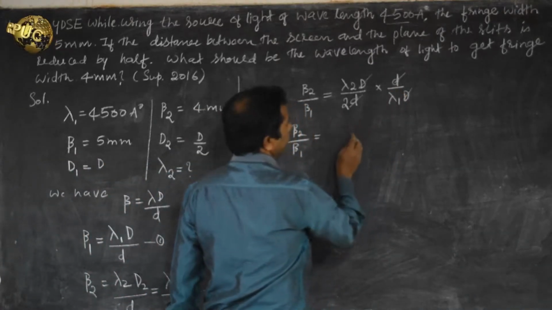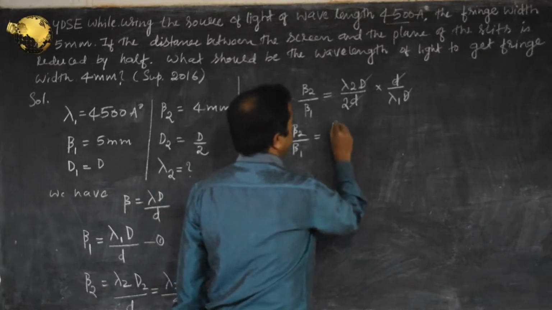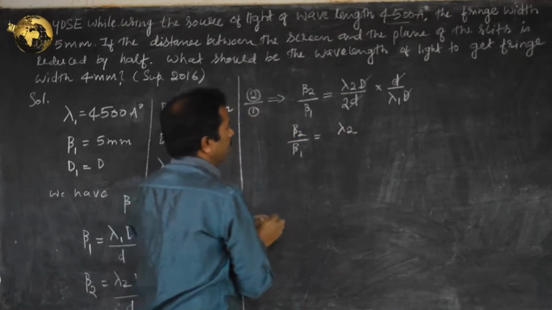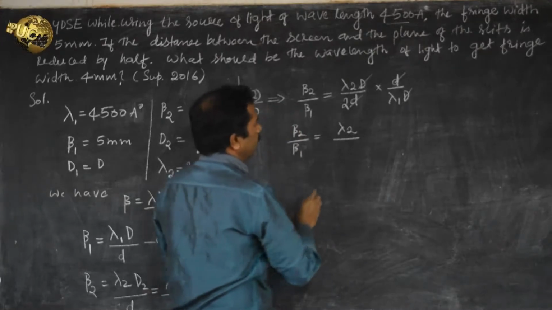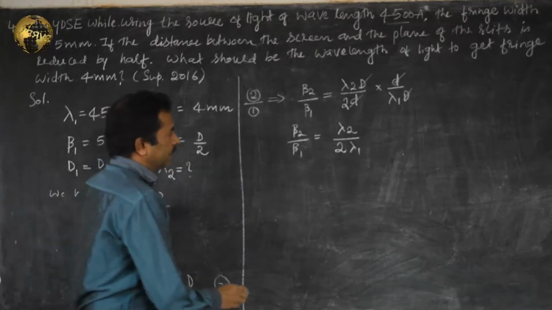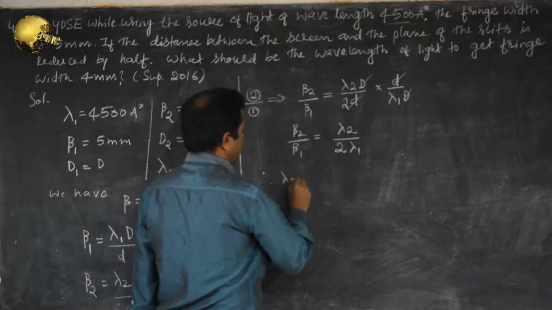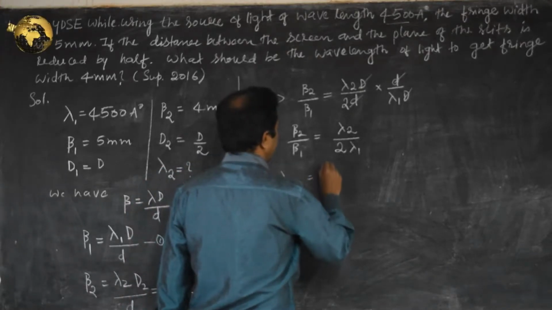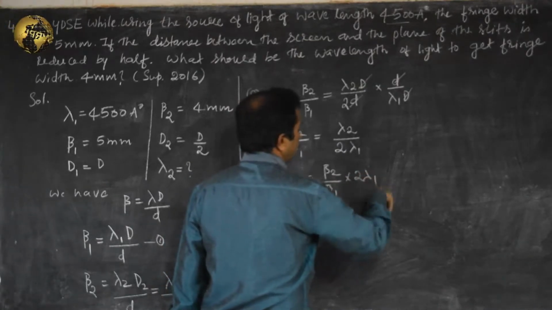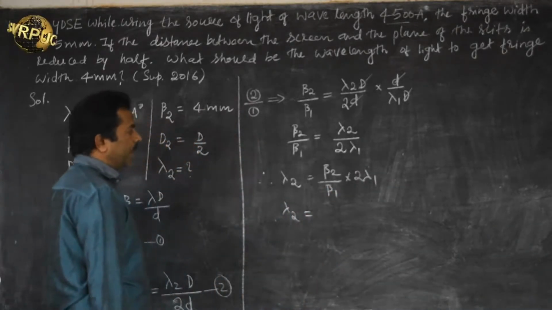Now let us cancel the terms in the numerator and denominator. So we will get lambda 2 divided by 2 into lambda 1. So now let us take the cross multiplication. Therefore, lambda 2 is equal to beta 2 divided by beta 1 into 2 lambda 1.